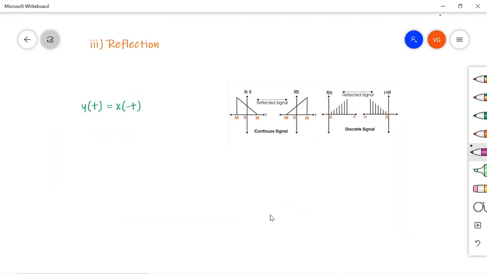Now this is the last property, reflection. Suppose x of t is the signal, its reflection will be x of minus t. Just simply replace t by minus t here, right? So just change t by minus t. Now see, this is a continuous signal here extended from minus m to m. Now the signal will be extended from m to minus m. Just flip it over that vertical axis.